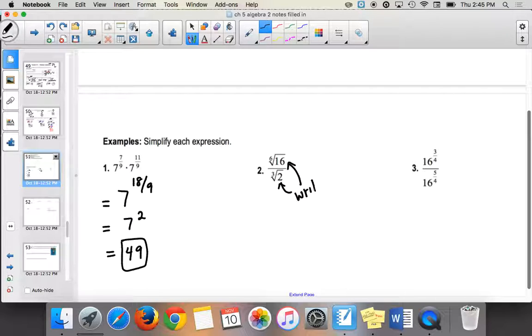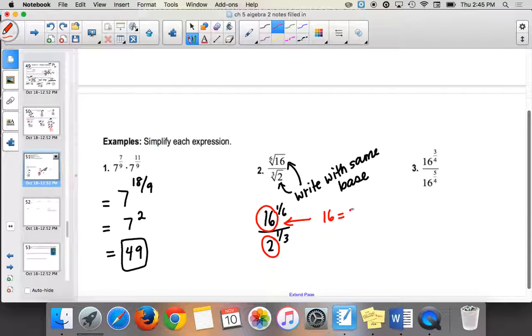Write with same base. Okay, so you may not quite understand what that means. So like instead of 16 to the 1/6 over 2 to the 1/3, I want to change 16 and 2 so that they become the same number. Okay. So 16, we just said, was 16 is equal to 2 to the 4th.